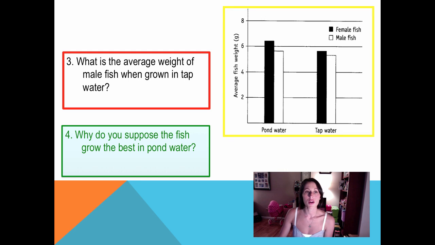Still using the same bar graph. Number 3, what is the average weight of male fish when grown in tap water? And question 4, why do you suppose the fish grow the best in pond water? That's another extrapolation kind of question. There's no one right answer. So go ahead and answer that to the best of your ability, and then we will continue.